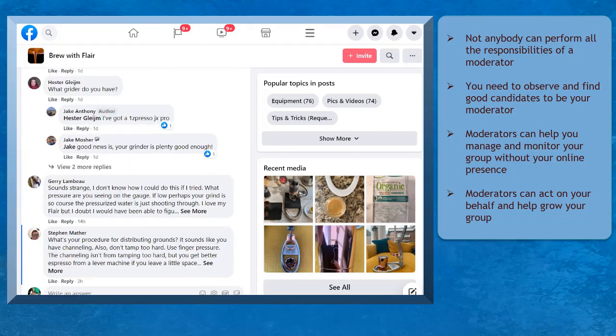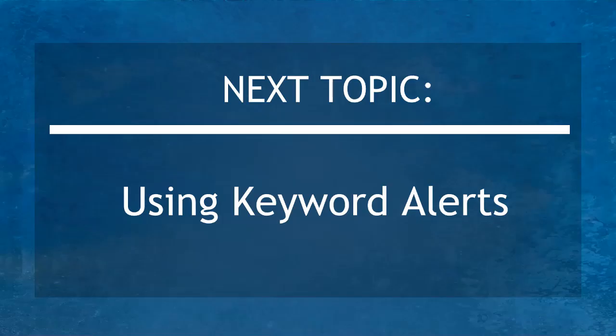Now that you know about identifying good candidates as moderator, we can now proceed to the next topic, adding a community manager. I'll see you there.